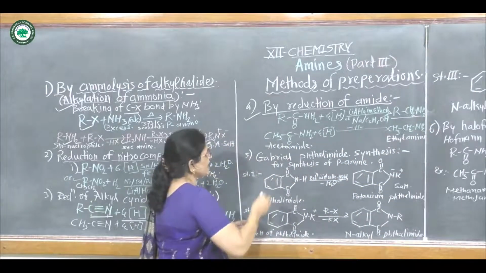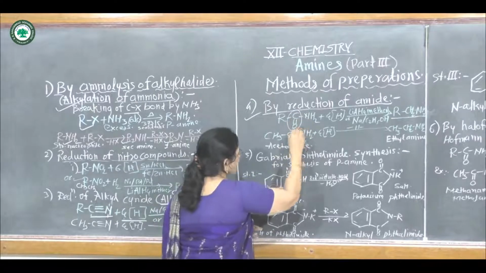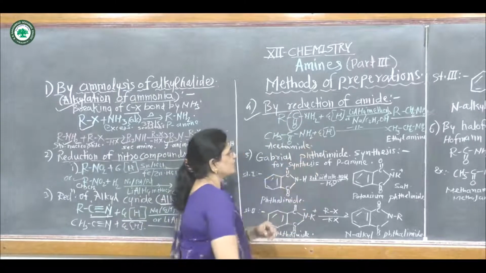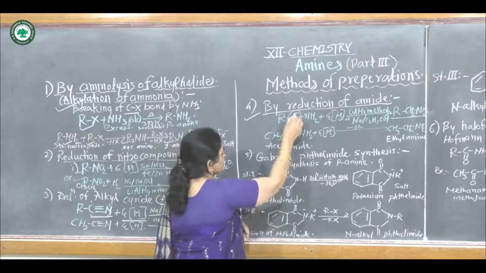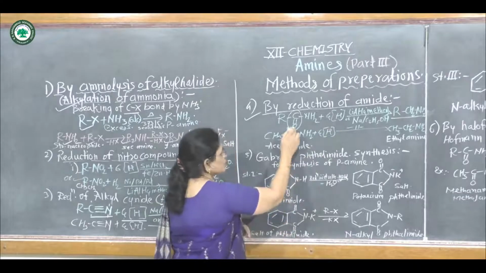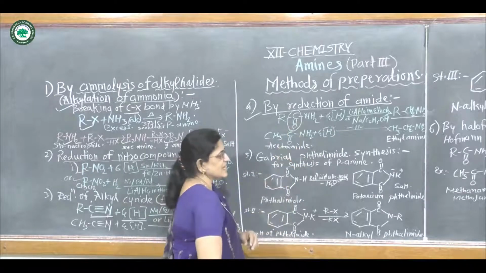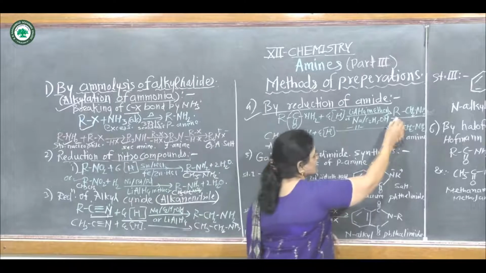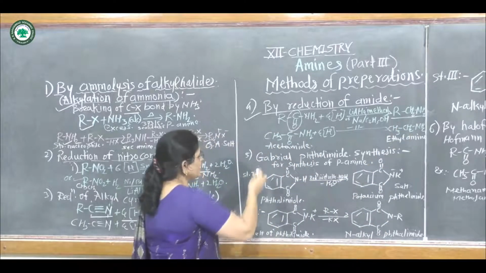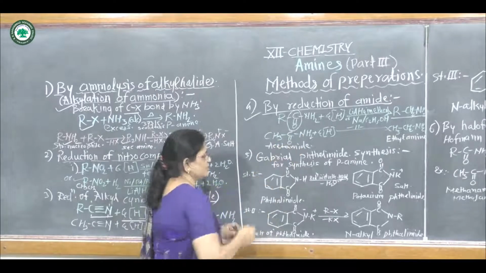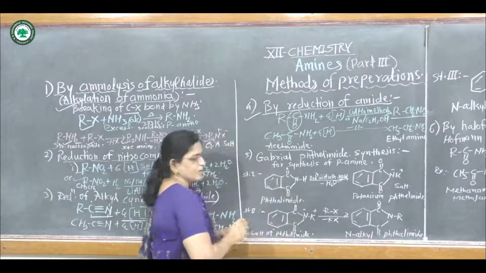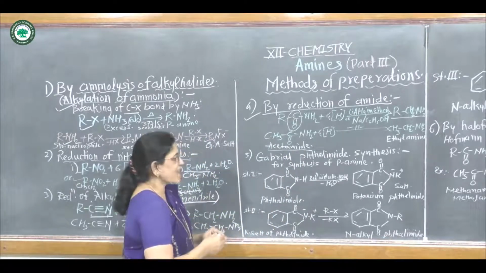RCH2NH2. In this reaction, reduction of the carbonyl group takes place. That means out of these 4 hydrogen atoms, 2 hydrogen atoms get attached on the carbon atom and 2 hydrogen atoms form a water molecule with the oxygen atom, and it forms primary amine. For example, suppose CH3CONH2. The name of this amide is acetamide.